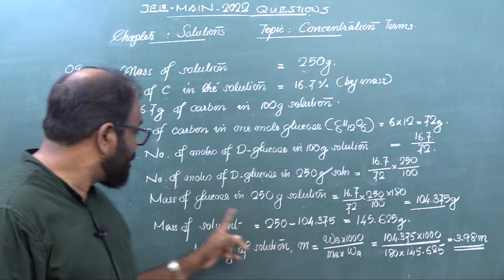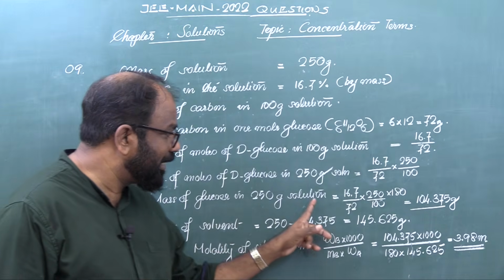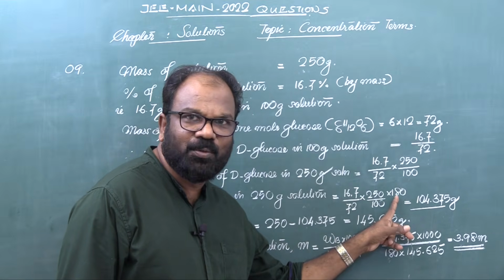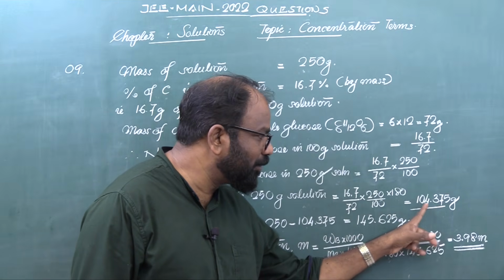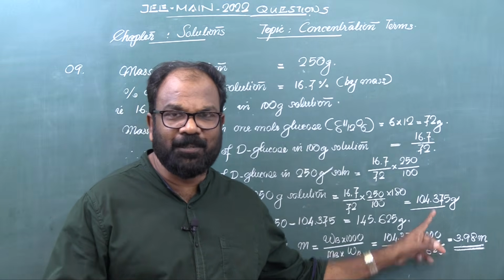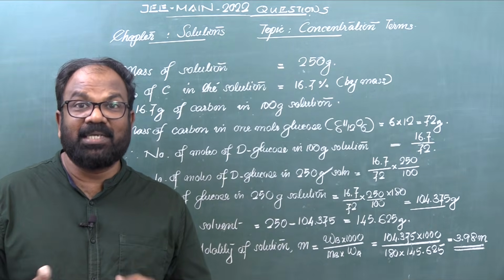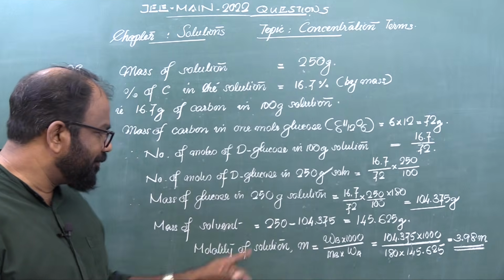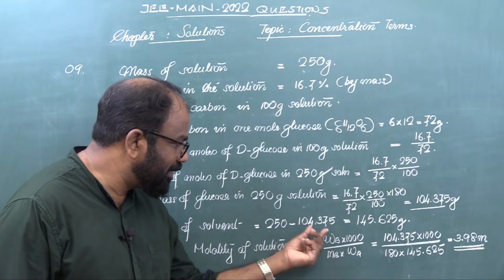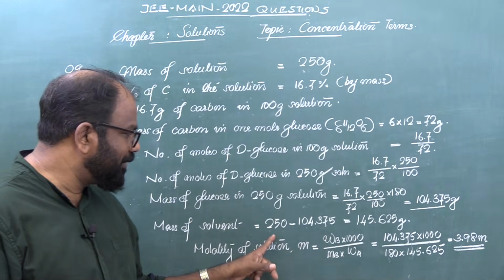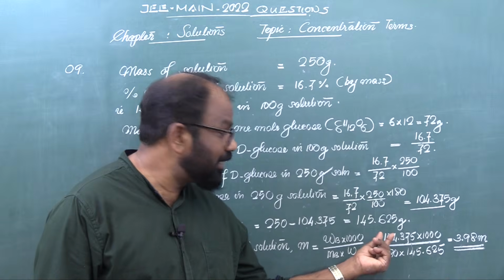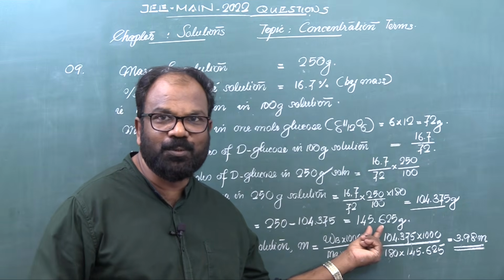Now we can calculate the mass of glucose present in 250 gram solution. This is the number of moles of glucose into molecular mass of glucose 180, that is equal to 104.375. This is the mass of solute present in 250 gram solution. Now we want to calculate the mass of solvent in solution. 250 gram is the mass of solution minus 104.375, the mass of solute. 250 minus the mass of solute is equal to 145.625. This is the mass of solvent present in solution.